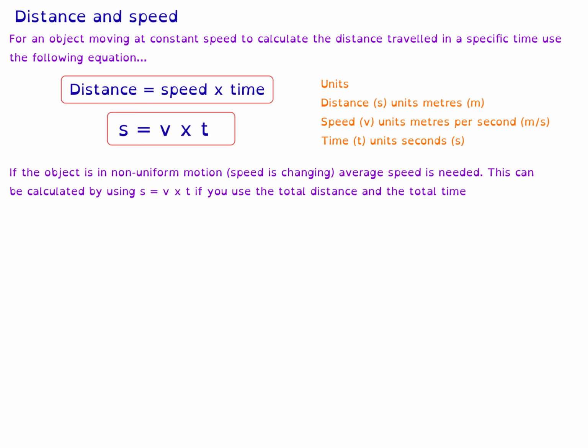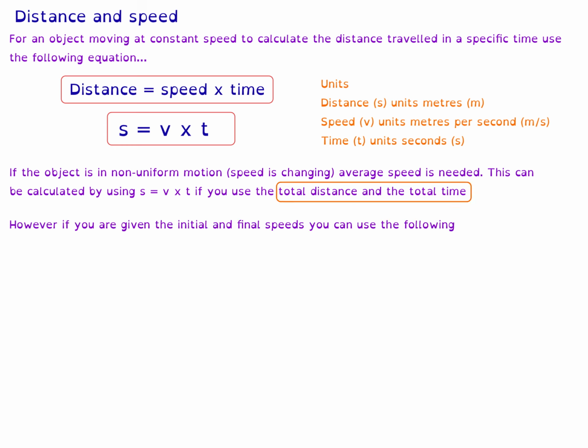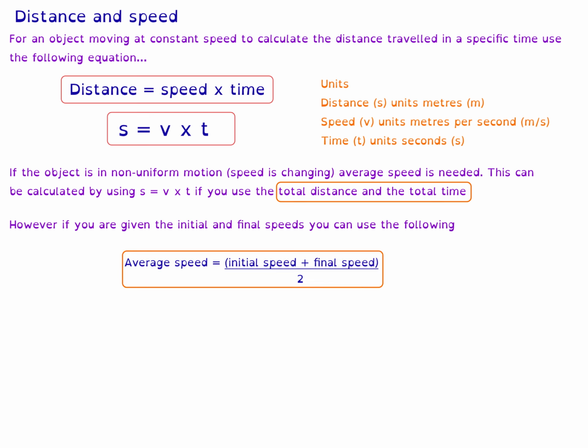If the object is in non-uniform motion, so the speed is changing, the average speed is needed. This can be calculated by using s equals vt if you use the total distance and the total time. However, if you're given the initial and final speeds, you can use the following. Average speed equals initial speed plus final speed divided by 2.